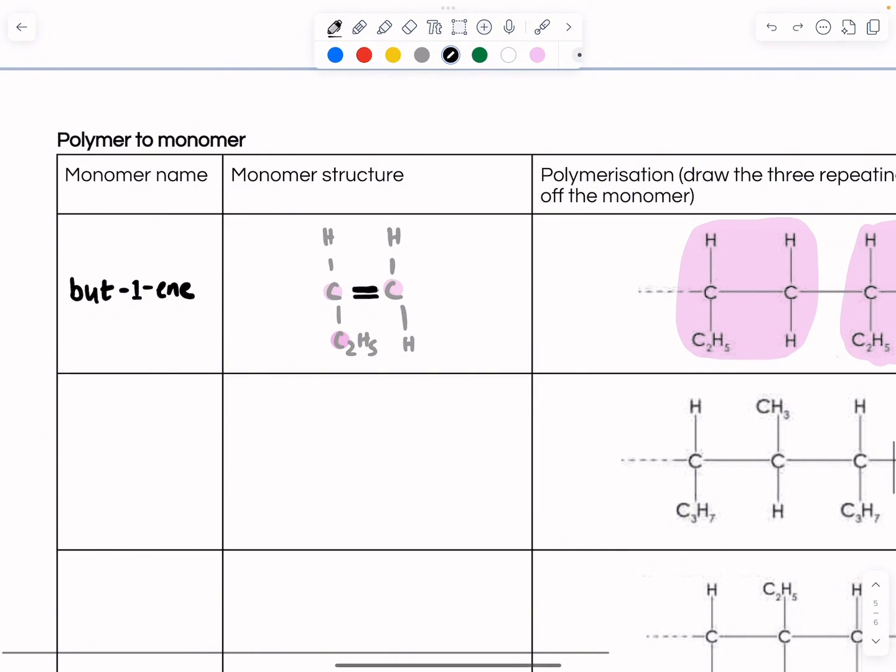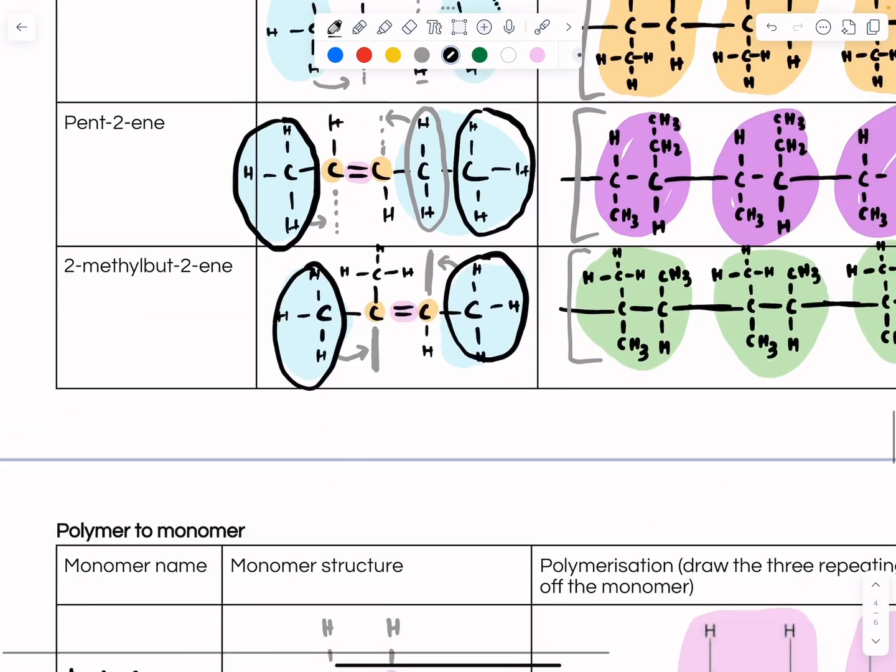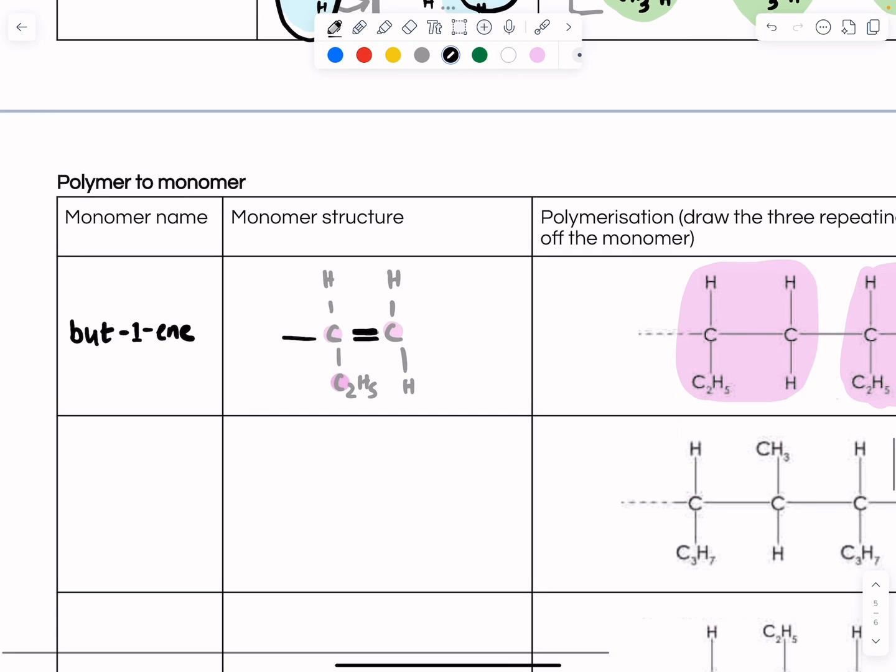If you wish to draw this another way, you can also draw this as a straight chain, similar to the ones that we have here. And so instead of drawing this group down there, we can actually draw it so that it's over here. C2H5. That's another way of drawing it.